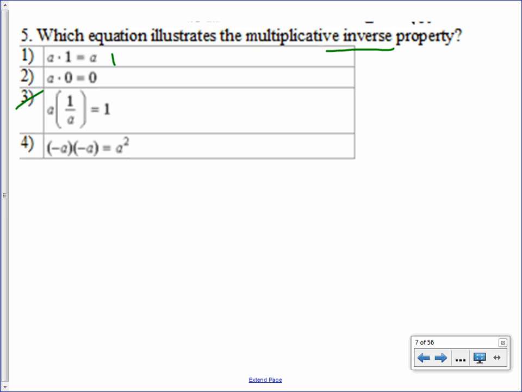Choice 1 is identity, when you start and end with the same thing. Choice 2 is multiplicative property of 0. Choice 3 we just talked about. And choice 4 isn't actually really a property.